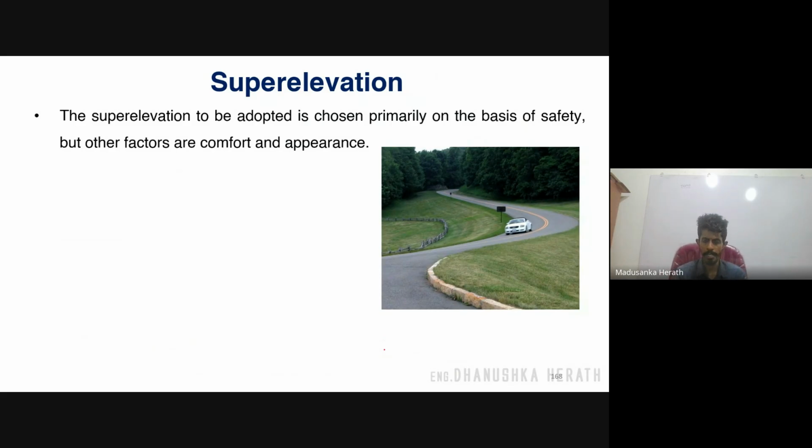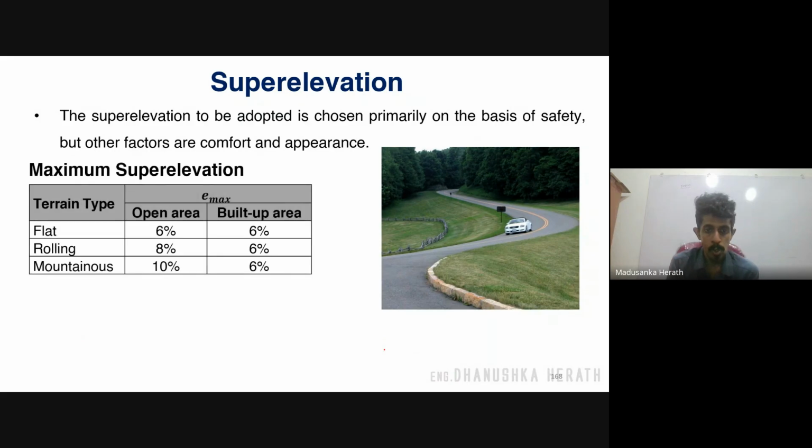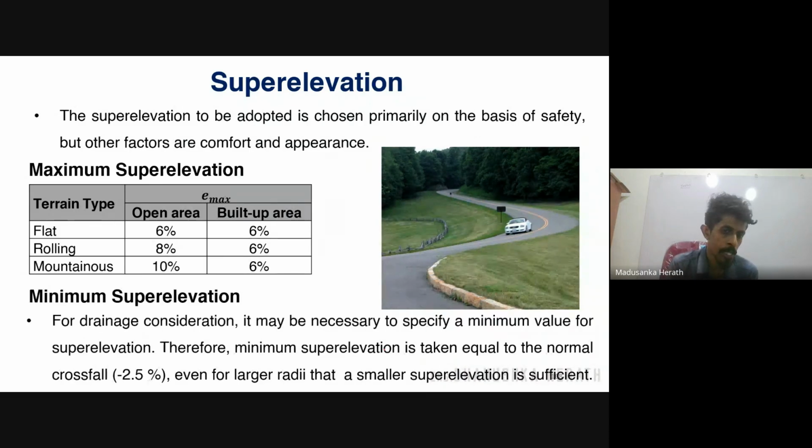Right, this is somewhat of an interesting part. The super elevation to be adopted is chosen primarily on the basis of safety, but other factors are comfort and appearance. So we use the super elevation basically to improve safety, but also to improve the comfort and the appearance. This is the maximum super elevation that we discussed in the previous slide. Then the minimum super elevation is the normal crossfall, minus 2.5%.